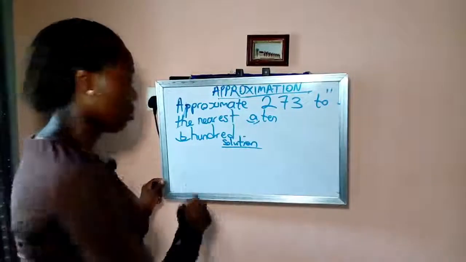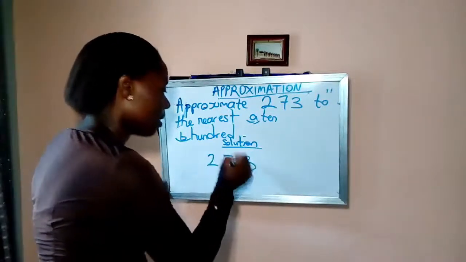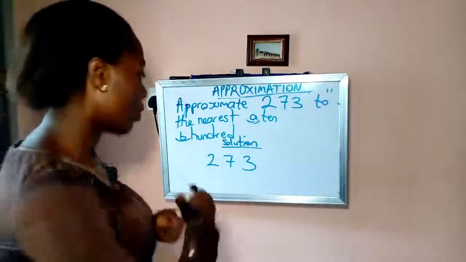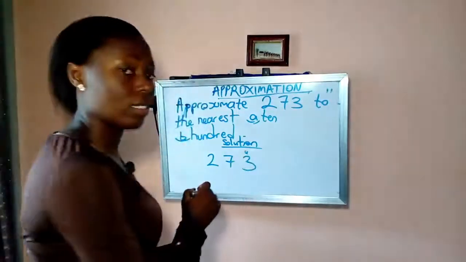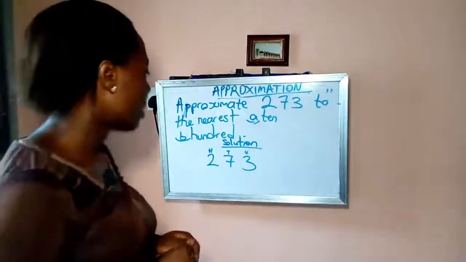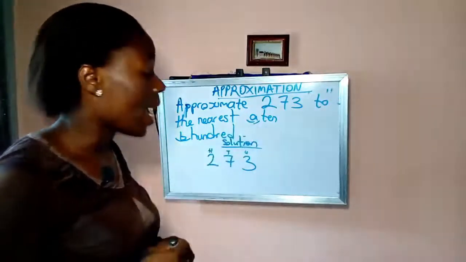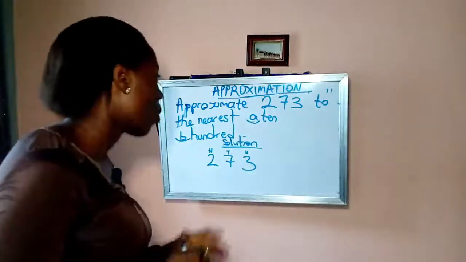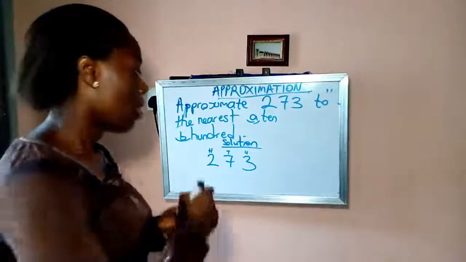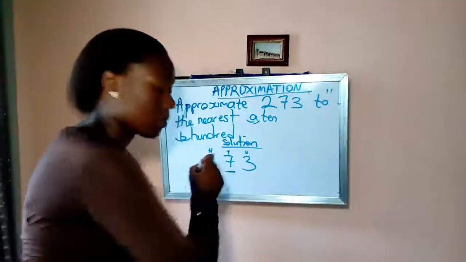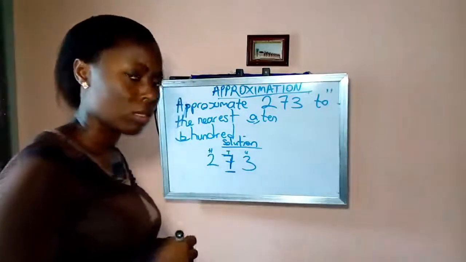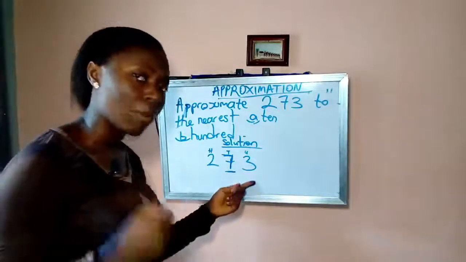Our number again is 273. We always check for the place values. So for these three digits, this is units, this is tens, and this is hundreds. Now the question first says find to the nearest 10. Like we saw in the first example, the number in our tens position is 7. So this is the position we focus on, but we always pay attention to the number behind it.